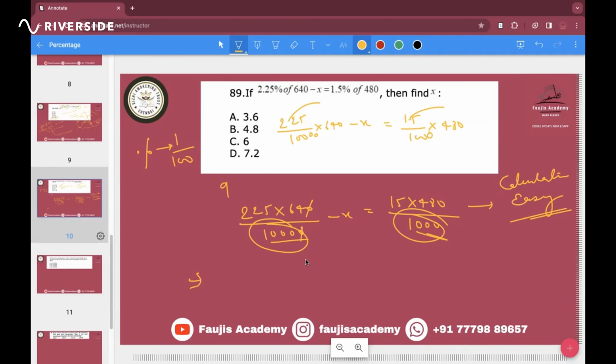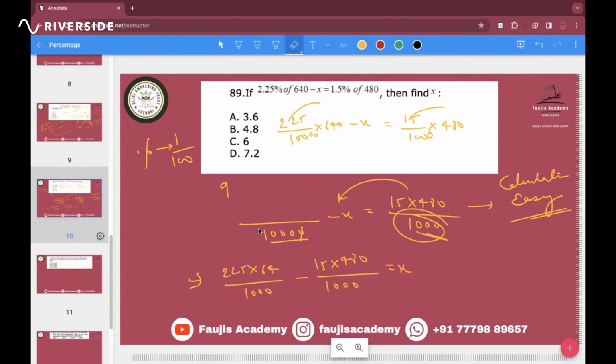If we shift it to the right hand side, 225 into 64 divided by 123. Now we'll bring it here, so minus 15 into 480 divided by 1, 2, 3, is equal to x. Anybody, any doubt, guys? Say yes or no. No, sir. Cool. Now the picture starts.